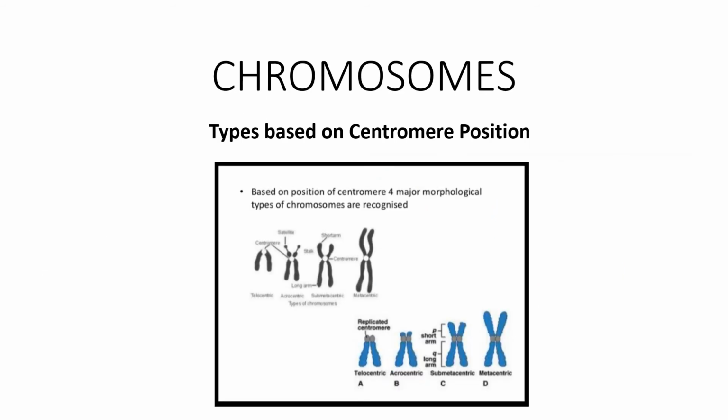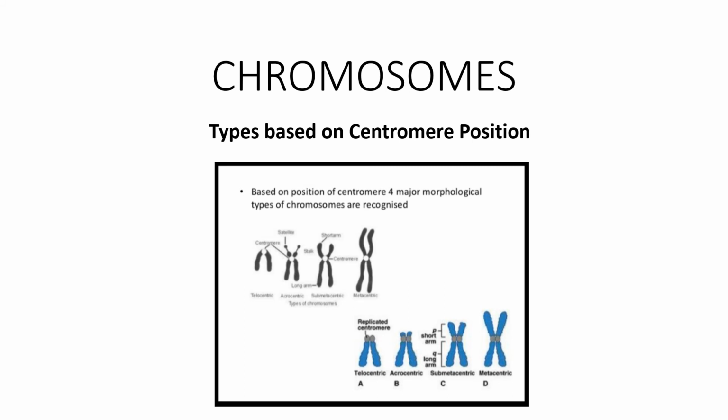Chromosomes can be divided into four types based upon the location or position of the centromere in that particular chromosome. Metacentric. What is a metacentric chromosome? If the centromere of that particular chromosome is found at the exact center of the chromosome, then that chromosome is called a metacentric chromosome. Submetacentric chromosome. If the centromere is found just above or just below the center of the chromosome, then that chromosome is called a submetacentric chromosome.